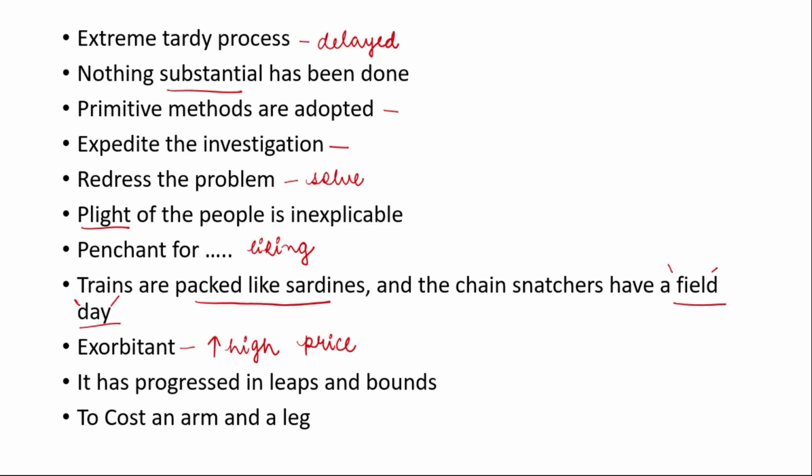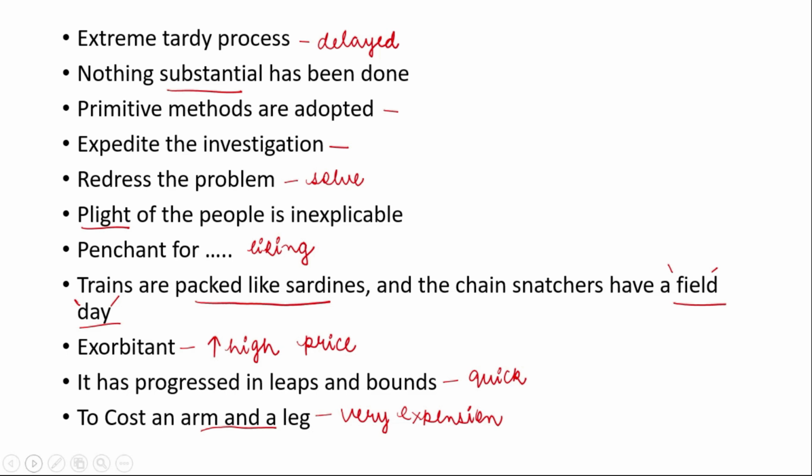It has progressed in leaps and bounds. This means something if the progress has been very quick, so you can say it has progressed in leaps and bounds. To cost an arm and a leg means very expensive. So what I would suggest is pause the video, take down these in your notebook, and whenever you are writing a letter, refer to this and try to include it, so that automatically in the exam you will be able to write at least 1 or 2, which is going to help you fetch good marks.